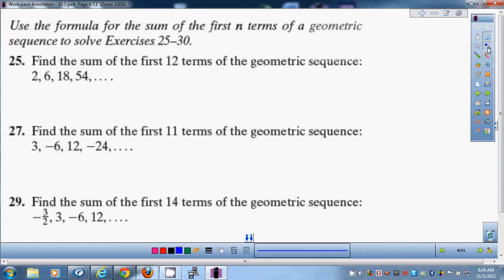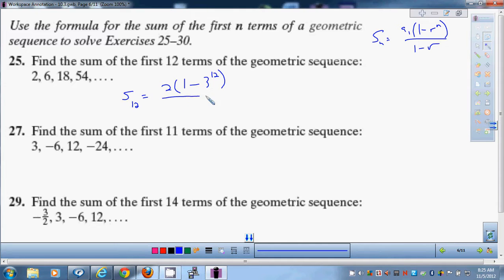So, number 25, the sum of the first 12. All right, anybody have this formula written down right in front of them? What was it? S sub n equals... Well, thank you. So here we go. We're looking for S sub 12. A sub 1 is 2, times 1 minus, what's my R value? 3 to the 12, all over 1 minus 3.